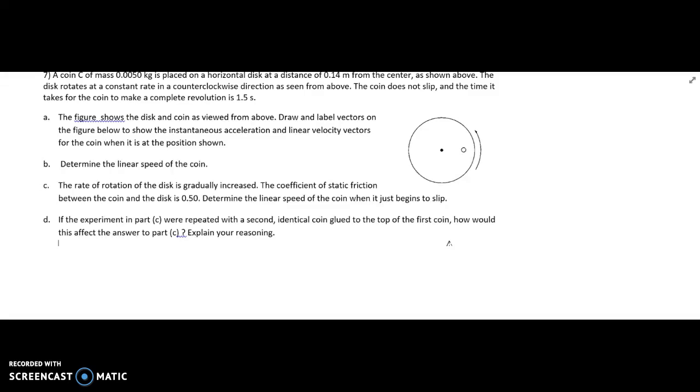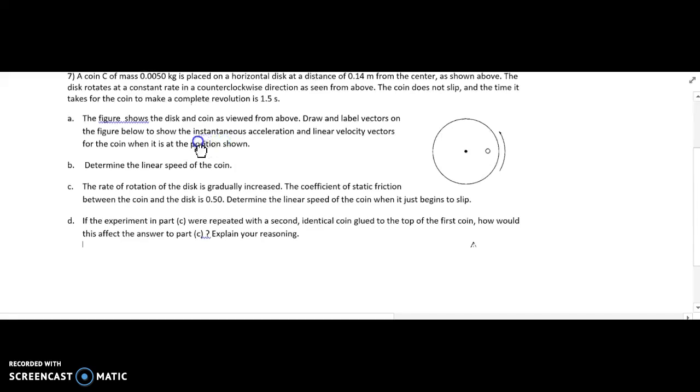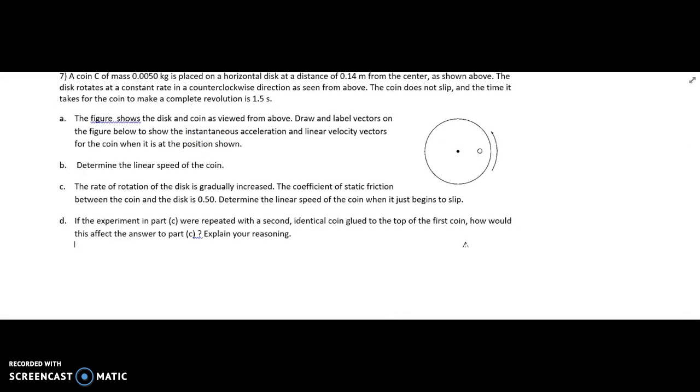Even though it's a force, even though you think forces with vectors, anything can be a vector. Anything that has direction. So it says draw and label the vectors on the figure to show instantaneous acceleration. So on this object right here, where is the acceleration? Don't ever have to worry about this. Acceleration is always, always, always to the center. Right? So I can make this to the center. So that is your AC.